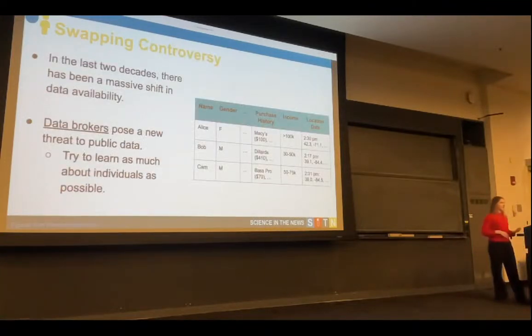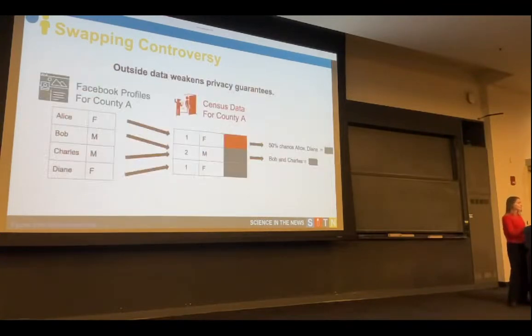So in the last couple decades, there's been a massive shift in data availability. One way this is clearly visible is the rise of data brokers. Data brokers are organizations that amass data about individuals and sell it. They try to learn as much about individuals as possible and collect as much as they can. For example, data such as name, gender, contact information, residential information, but also data like income information, location data, or relational data, or even purchase history. They're just trying to collect as much information as possible about individuals in order to sell that data, typically for advertising purposes.